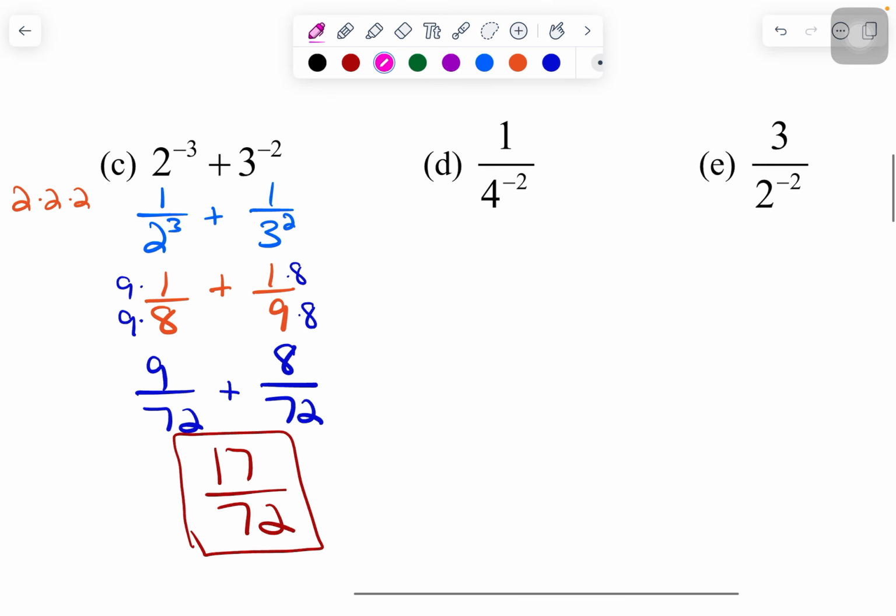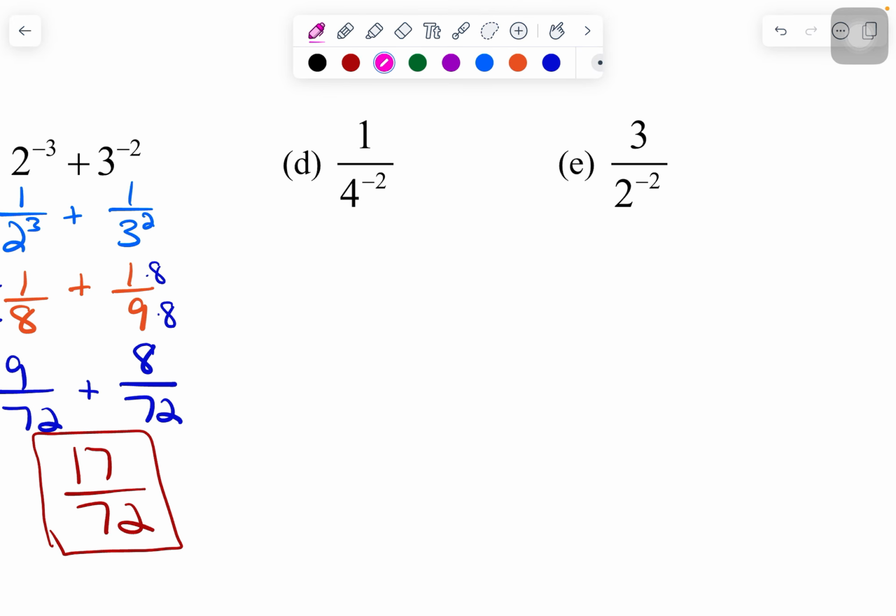Now, this is part D, where I was talking about what happens. Not all of these create a fraction. In fact, this is in the denominator, so we're going to move it up to the numerator. We'll leave the 1 alone, and this is going to be times 4 to the positive 2. So that's going to be 1 times 4 squared, which is 16, so a grand total of 16 here.